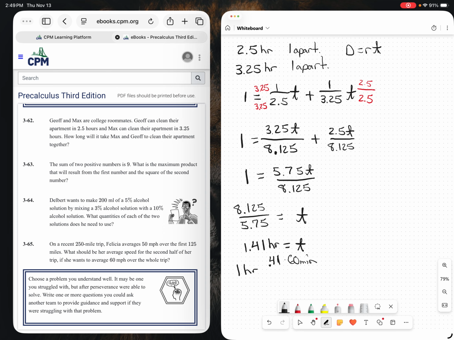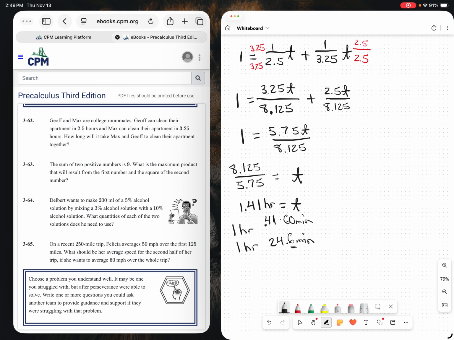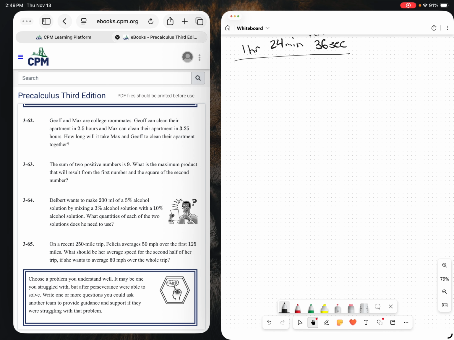So if I did that, I get 1 hour and 24.6 minutes. Again, what's 0.6 of a minute? Well, minutes are based on seconds, so that's 0.6 of 60 seconds. So I would have 1 hour, 24 minutes, and I would take 0.6 and multiply it by 60 seconds, and I get 36 seconds. So I can have it down to the second of exactly how long it took them to clean that apartment. Okay, moving on to the next problem.